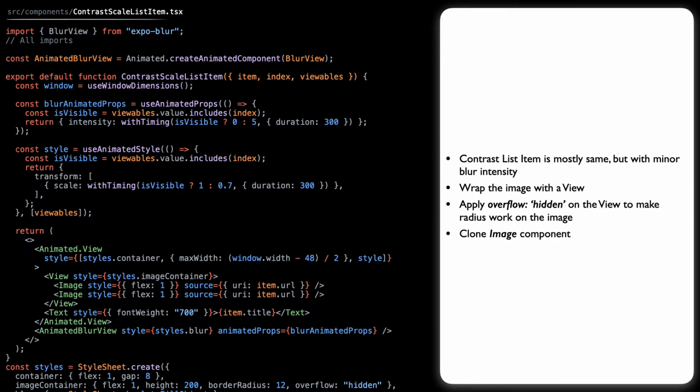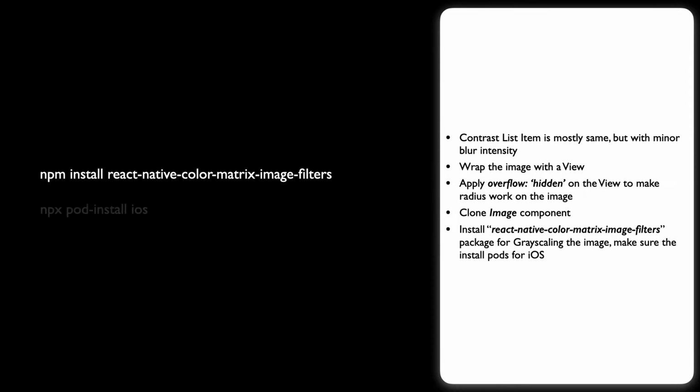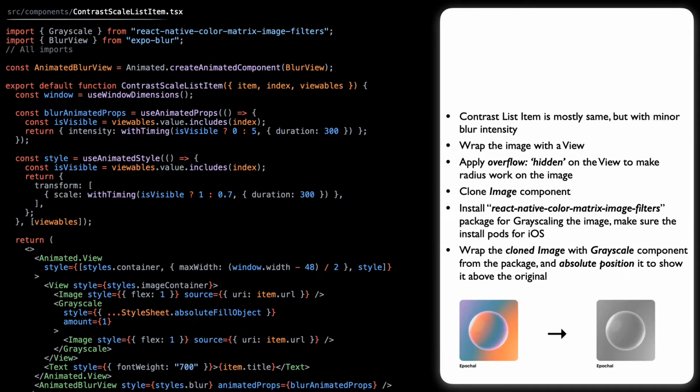Next, clone the image component, which will be used as the grayscale version of the image. But to apply the grayscale, we can use one package called react-native-color-matrix-image-filters, which provides a grayscale component, and we're going to wrap the cloned image item with that. But similar to blur, it's only going to show when its visibility changes.